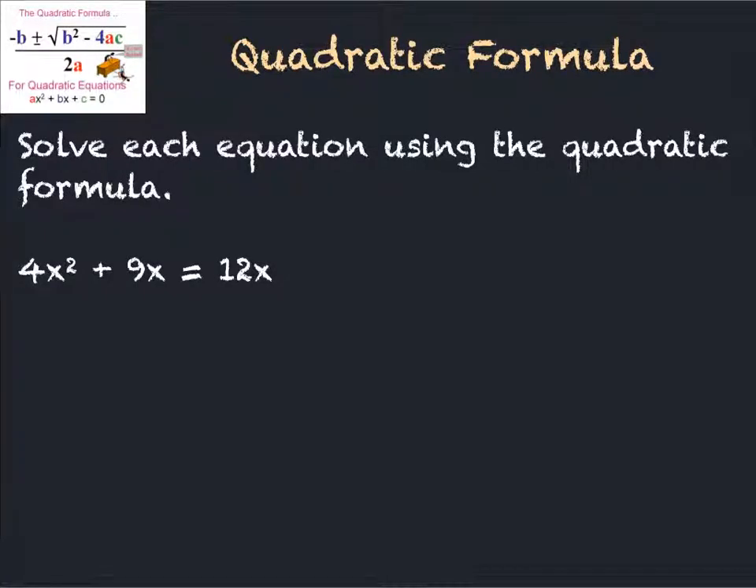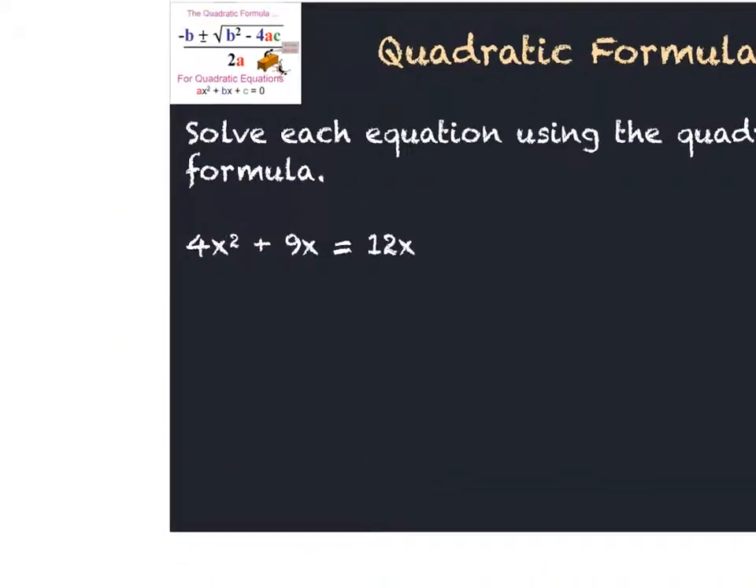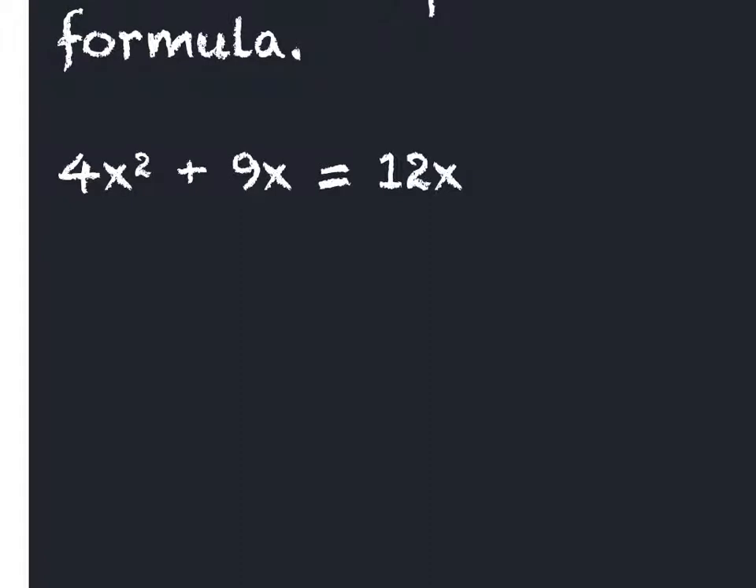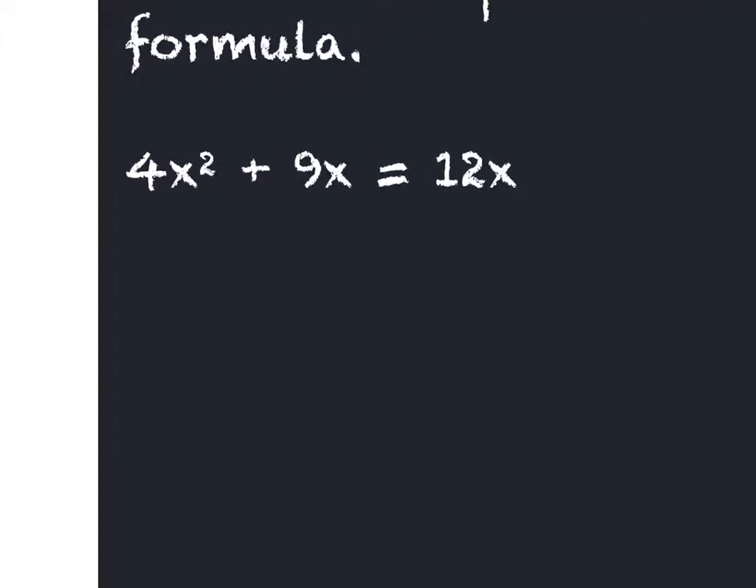Let's do a few more examples. Solve each equation using the quadratic formula. Our first step is to make sure that it's set equal to 0 and in standard form. This is not set equal to 0, so we'd have to do that. We'd have to move that 12x over. And how would we do that? By subtracting 12x.